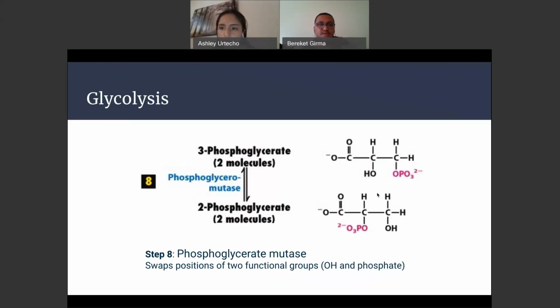Ashley, are there any electron transfers or proton transfers? No, not for this step. It's just swapping, right? Yeah, just swapping. Okay, thank you.